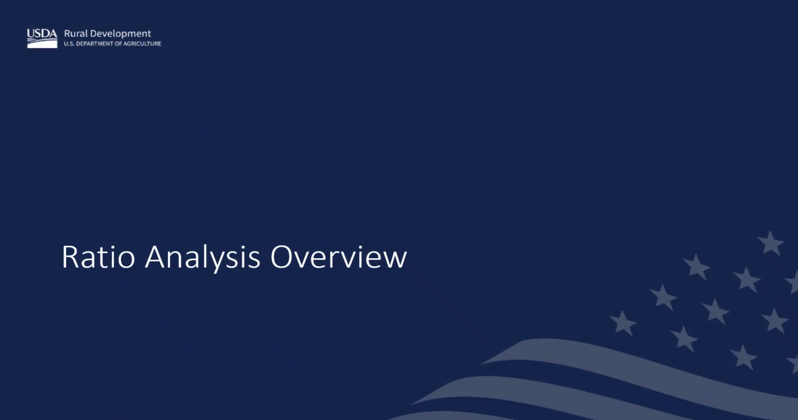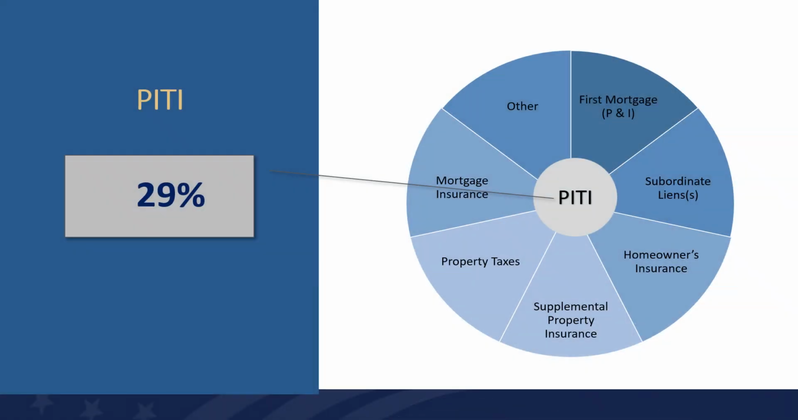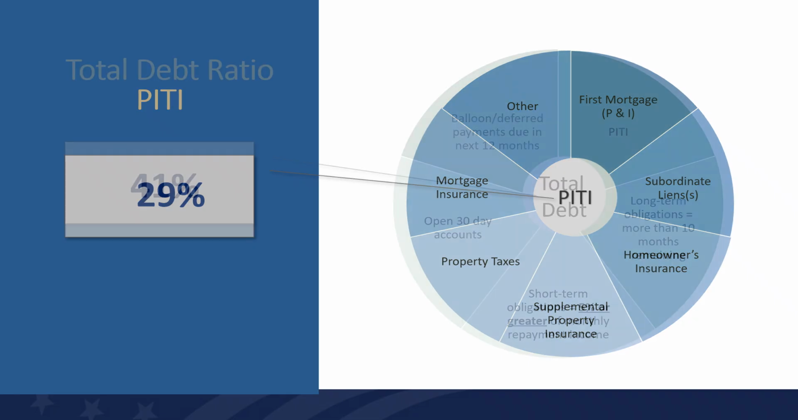The next key to eligibility we're going to highlight is ratio requirements. Ratios are derived from the repayment income as specified by the lender in Chapter 9 of the Handbook. The PITI ratio encompasses several components, including the first mortgage, any subordinate liens, homeowners insurance, supplemental property insurance, property taxes, the USDA annual fee, association or project dues for condominiums, co-ops, or PUDs, as well as other housing-related expenses.